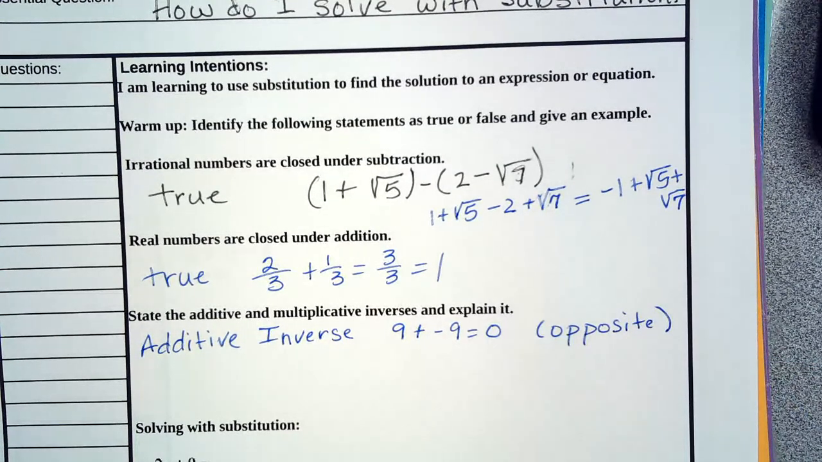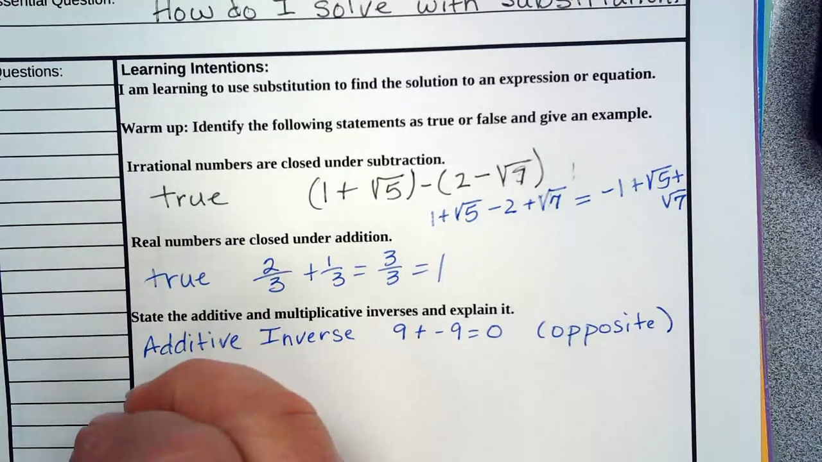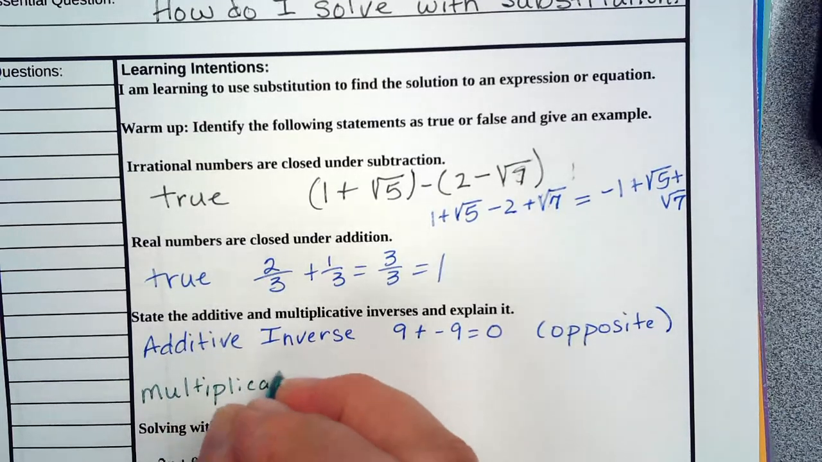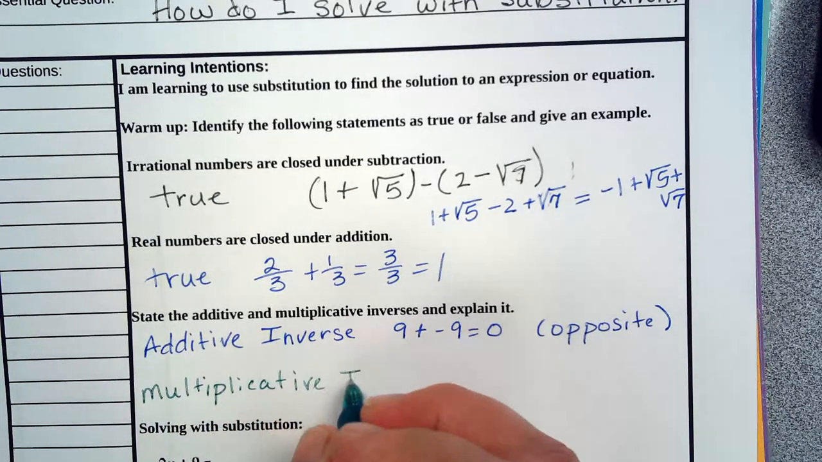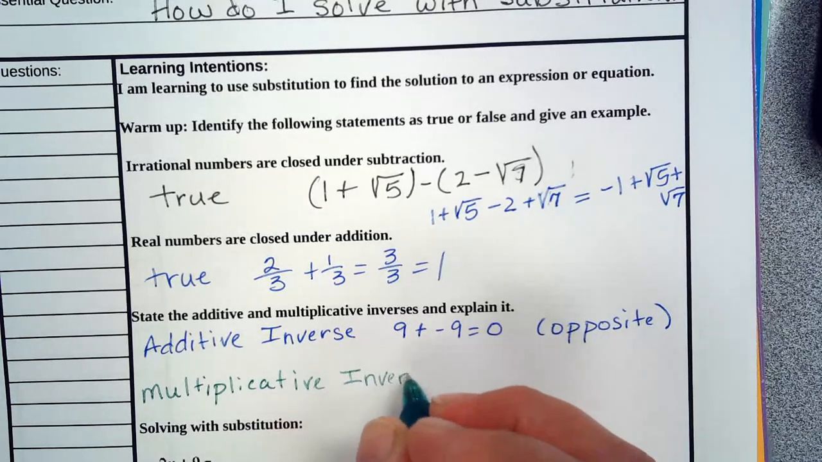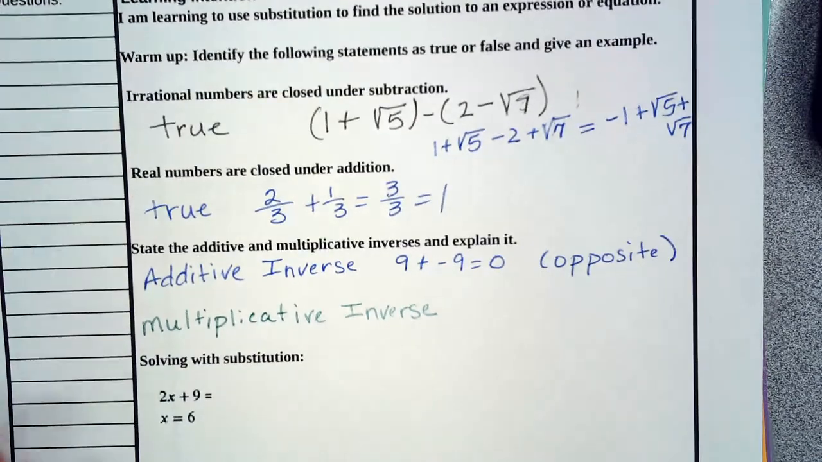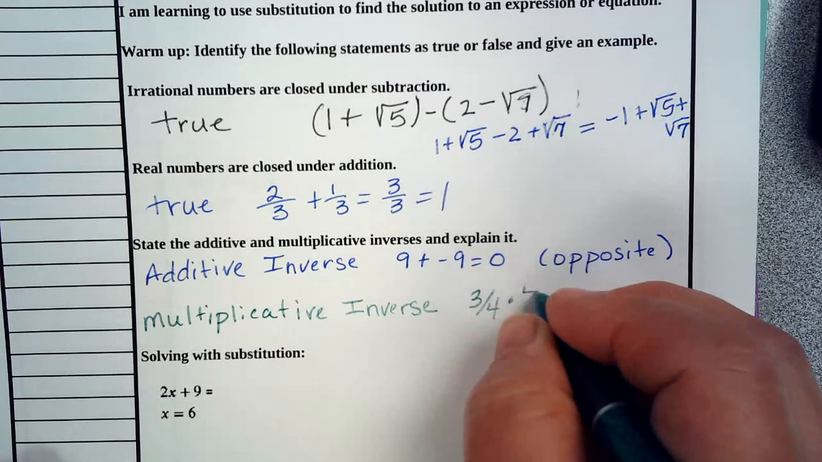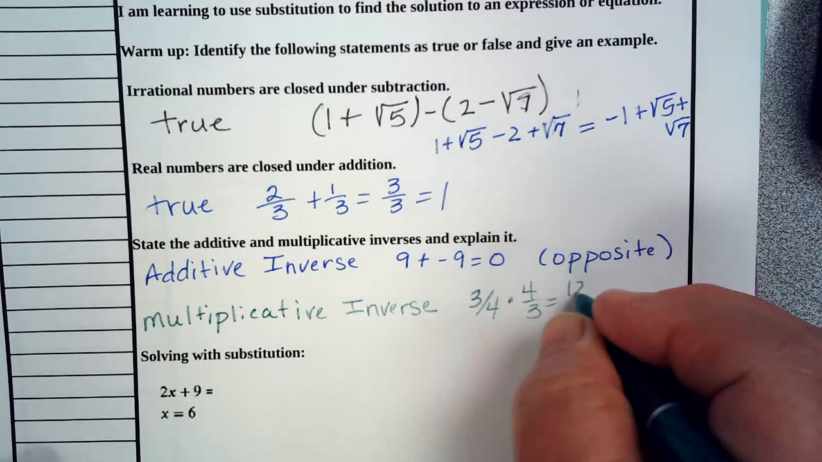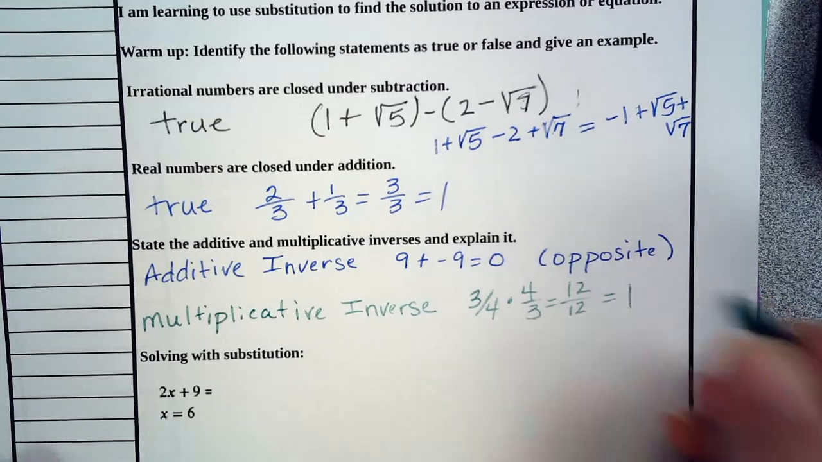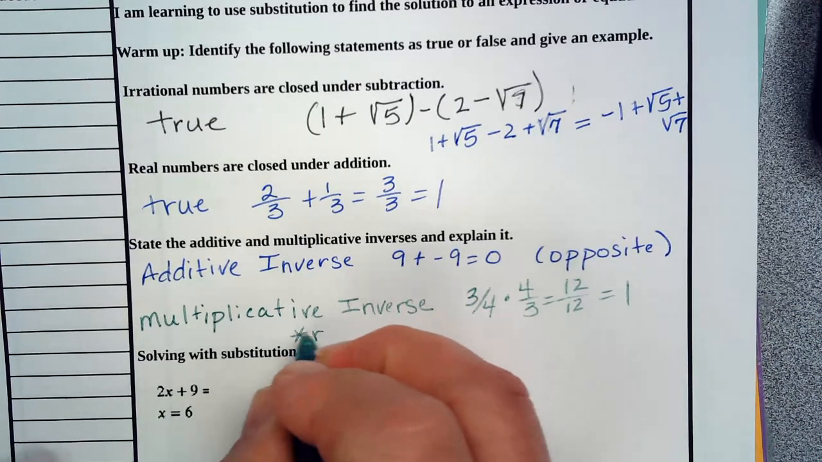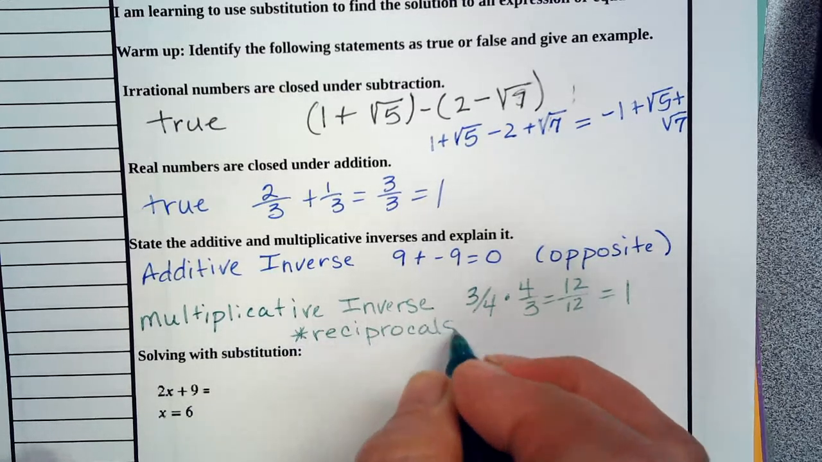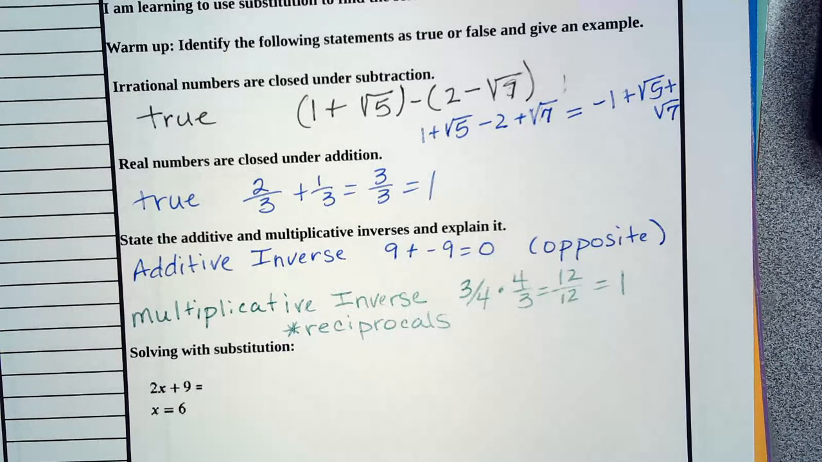Multiplicative inverse. That's a little bit more. We need 1. So usually we give a good example with a fraction. 3/4 times 4/3 will give me 12/12, which is 1. You're thinking reciprocals. Okay, so as you're looking at this, this is what you're looking at.